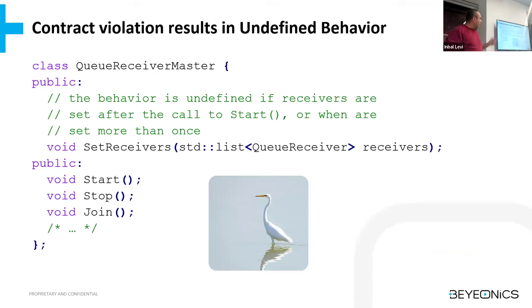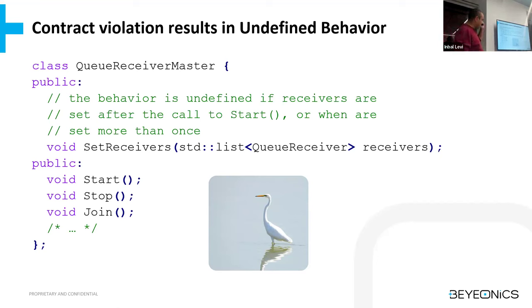So this code is taken from my own code in Bionics, and we'll see what we have. We have a class called QReceiverMaster, which has a public member named SetReceivers. It gets a standard list of QReceiver called receivers. It has public functions called start, stop, and join. Above this function, inside my code, I have a comment that says the behavior is undefined if receivers are set after the call to start or are set more than once.